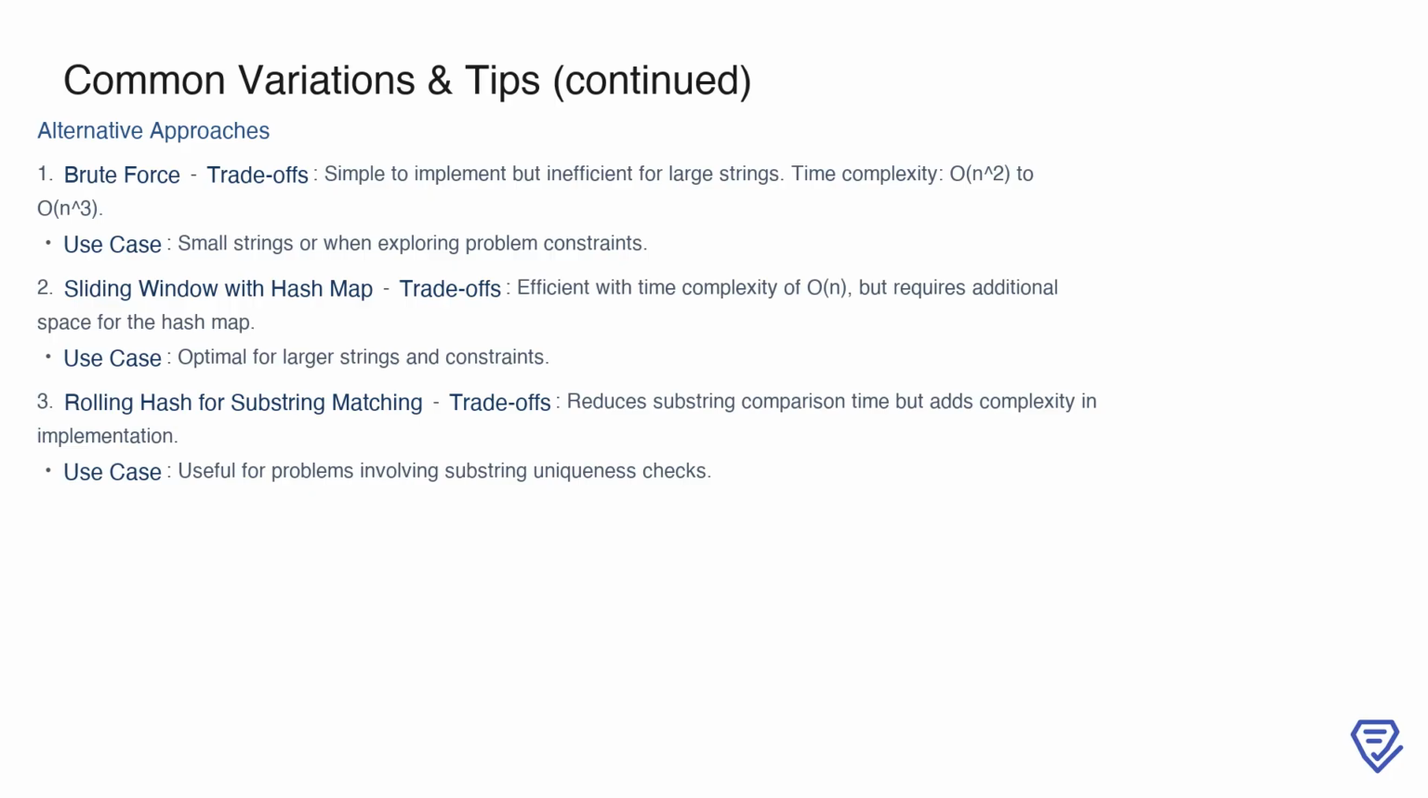A more optimal solution involves using a sliding window in combination with a hash map. This method achieves a time complexity of n, making it well suited for larger strings and constraints, though it does require additional space to store the hash map.